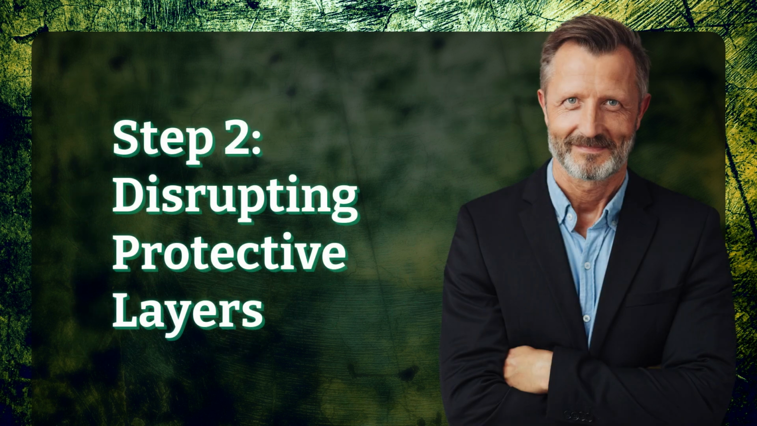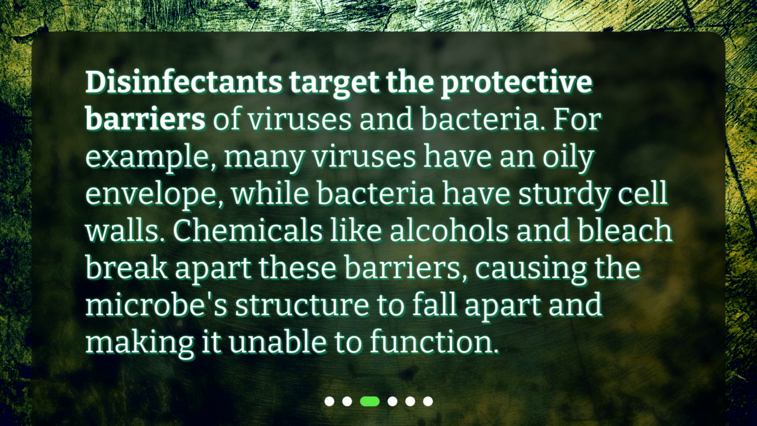Step 2. Disrupting protective layers. Disinfectants target the protective barriers of viruses and bacteria. For example, many viruses have an oily envelope, while bacteria have sturdy cell walls. Chemicals like alcohols and bleach break apart these barriers, causing the microbe structure to fall apart and making it unable to function.